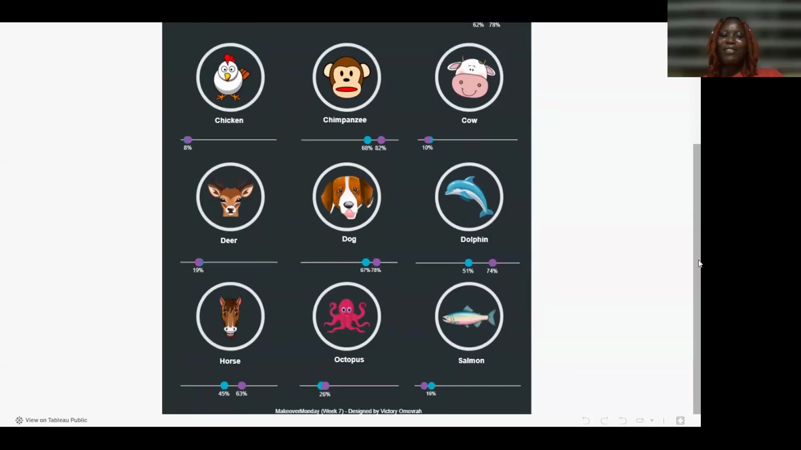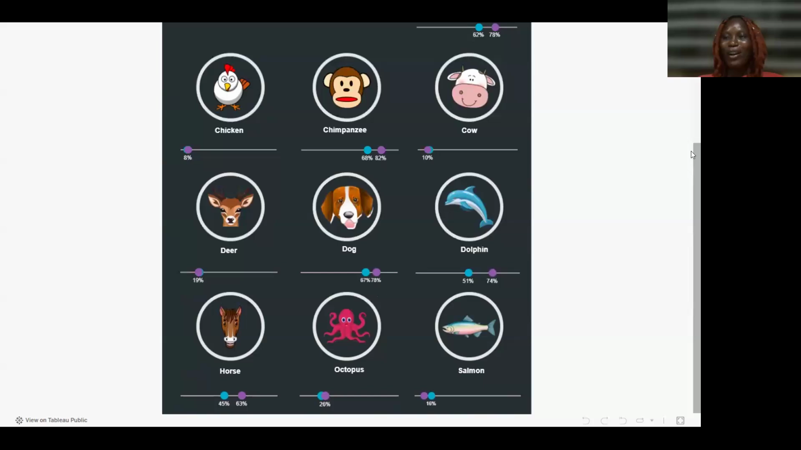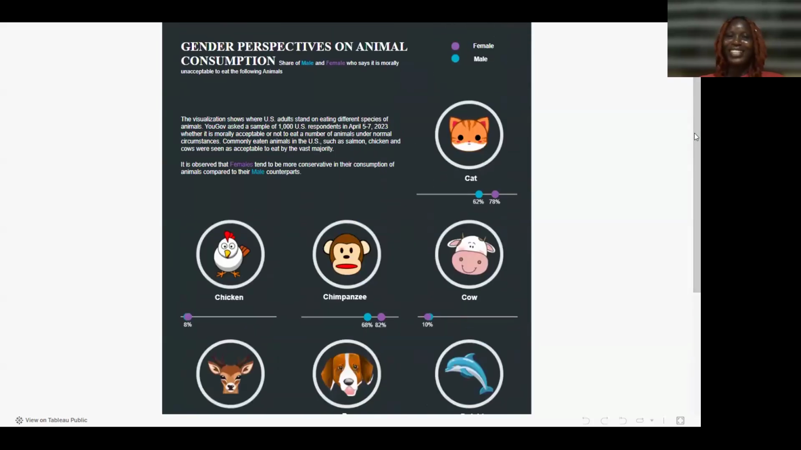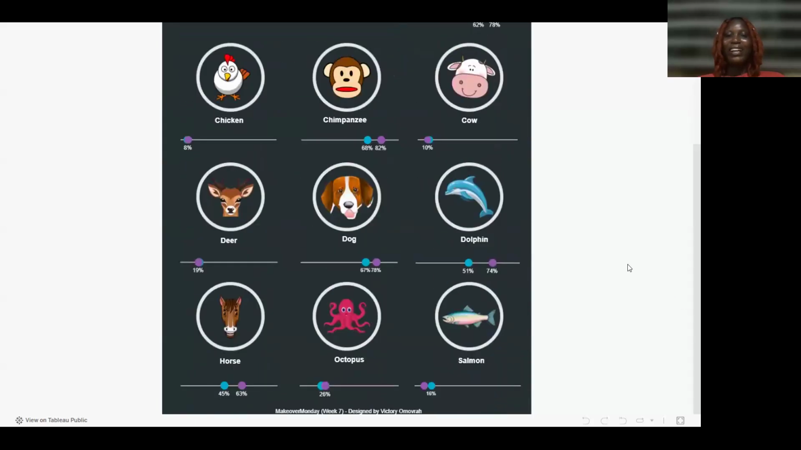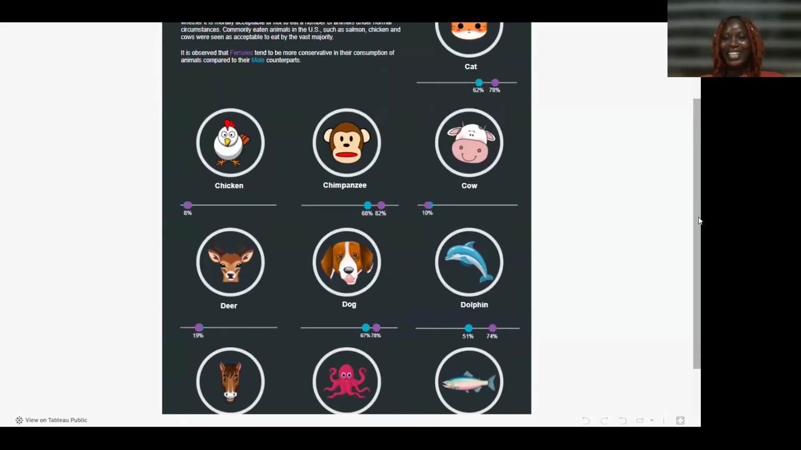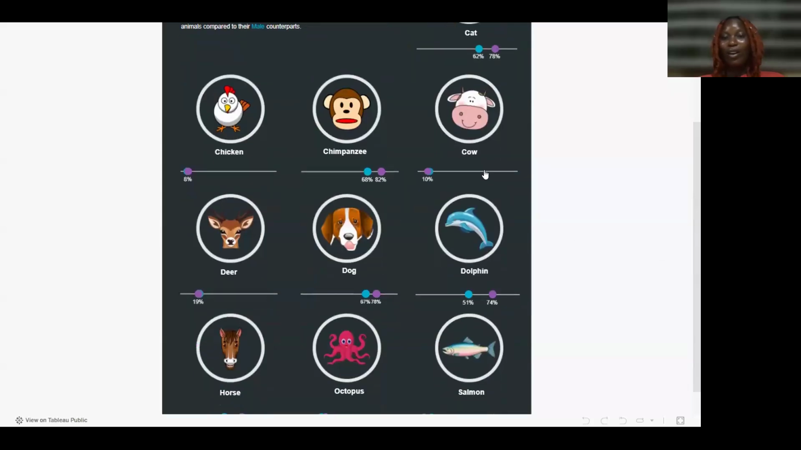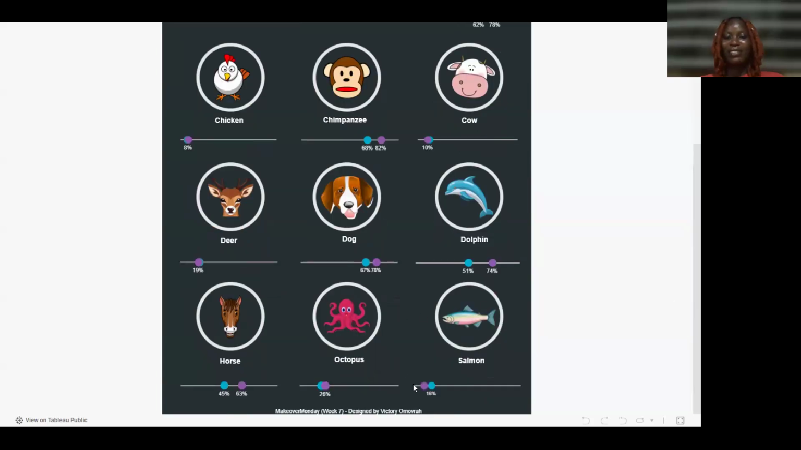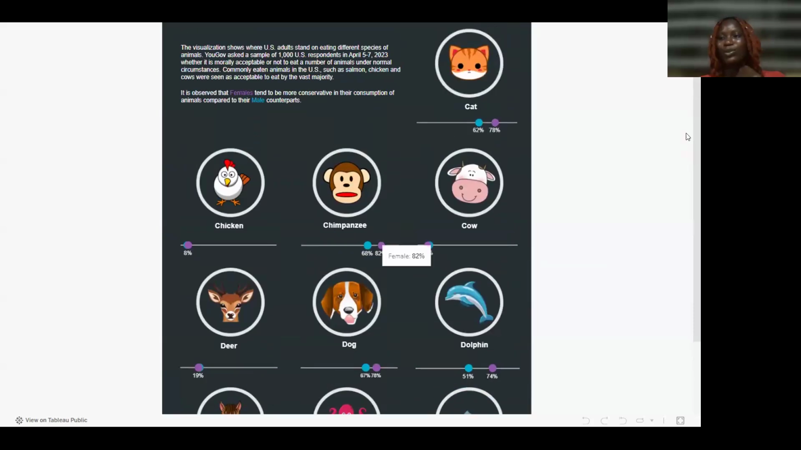So from the data set, I find that females are more conservative when it comes to feeding on animals compared to their male counterparts. Then dog and cat tend to have a higher percentage of people who feel it is wrong than chimpanzee, and I think those with the lower percentage are the salmon, the octopus, then deer, chicken.